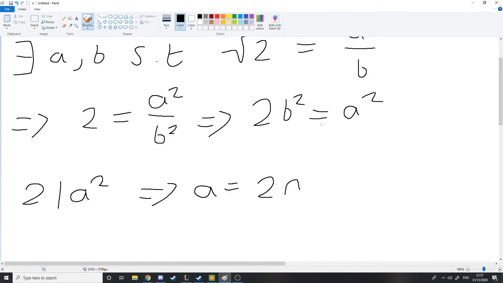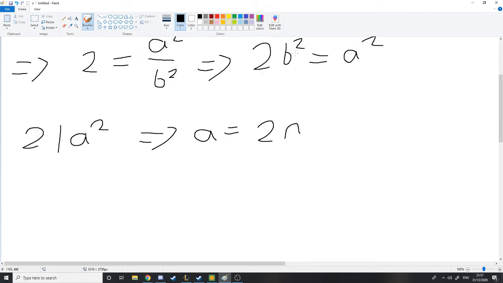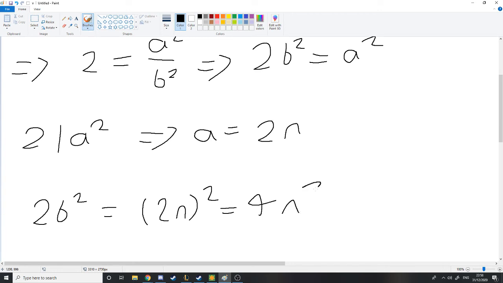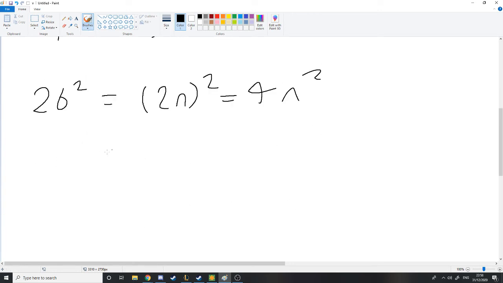So then we're going to plug this back in up here. It's going to give us that 2b squared equals 2n squared equals 4n squared. We can just divide both sides by 2 here. So we get that b squared equals 2n squared.